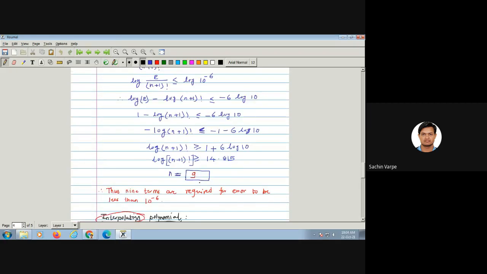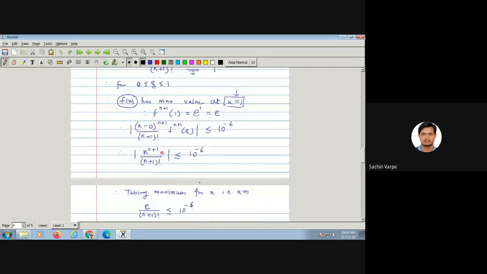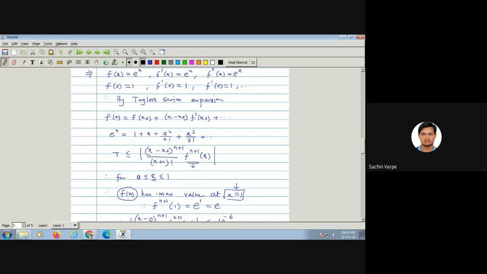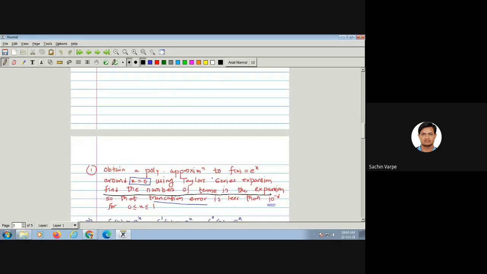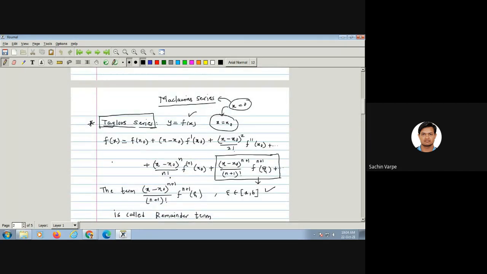Preliminary is required for the interpolation. Interpolation is nothing but the polynomial approximation by which we can get any intermediate value if we know a number of observations. Before that, we have discussed the Taylor's approximation, Taylor series.